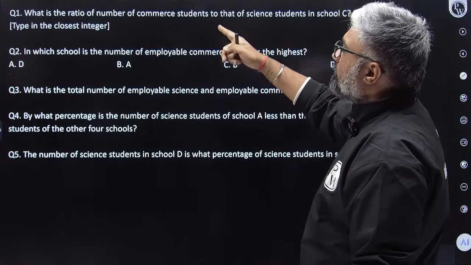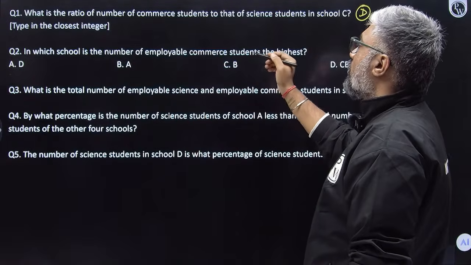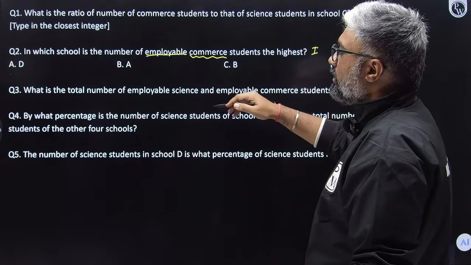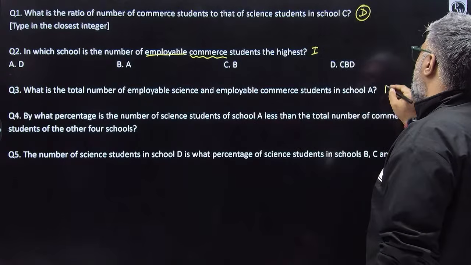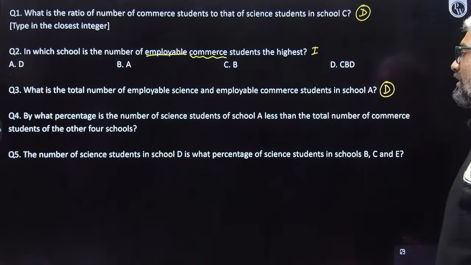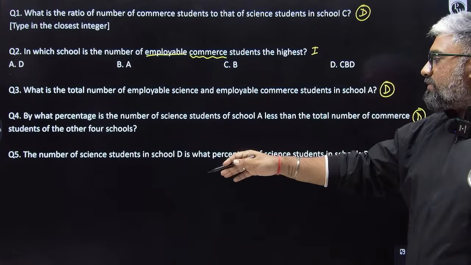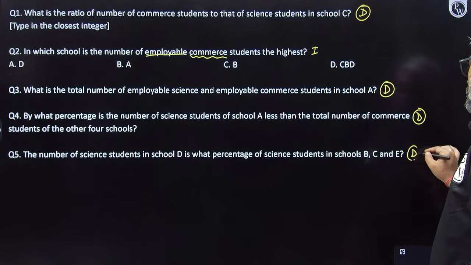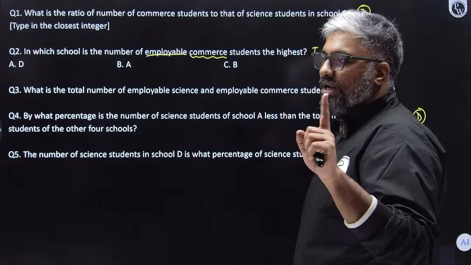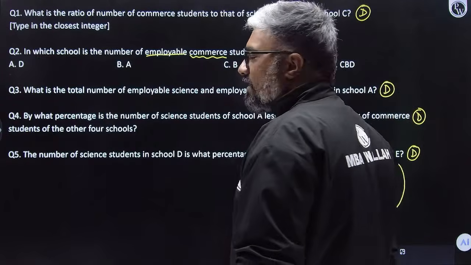What is the ratio of the number of students in a particular school? In which school is the number of employable commerce students, not just employable, but employable commerce students, the highest, indefinite. Total number of employable in school A. By what percentage is the number of science students of A less than total number of commerce students? So we should technically be getting a perfect bay, correct? We have only one indefinite here, everything else is definite. We'll get a perfect bay.